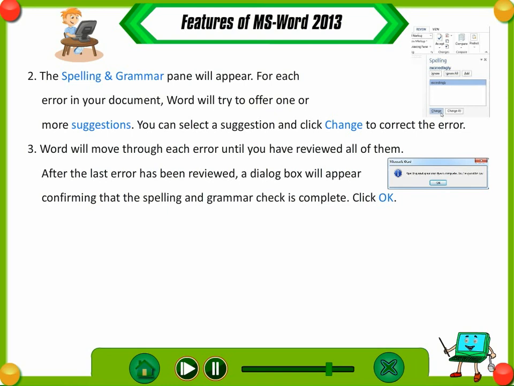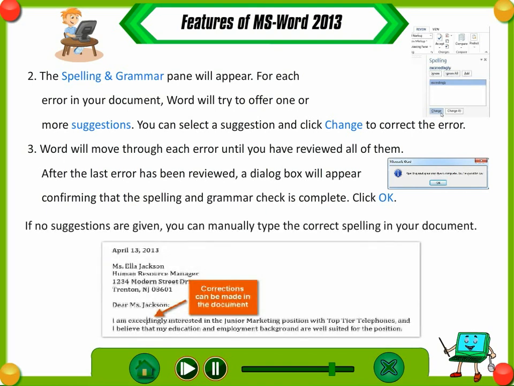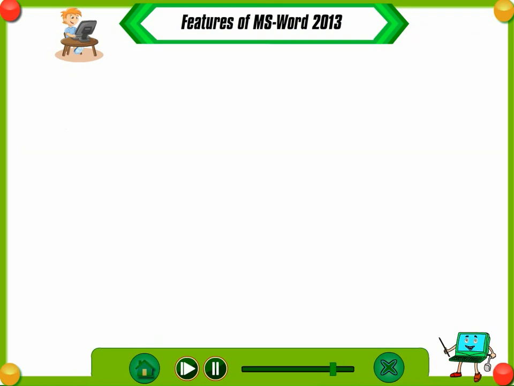You can select a suggestion and click Change to correct the error. Word will move through each error until you have reviewed all of them. After the last error has been reviewed, a dialog box will appear confirming that the spelling and grammar check is complete. Click OK. If no suggestions are given, you can manually type the correct spelling in your document.